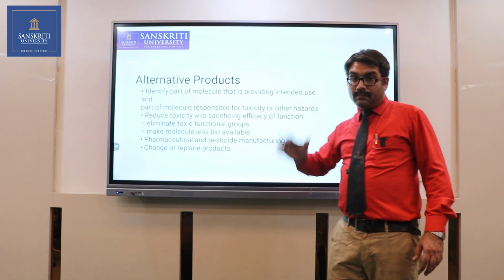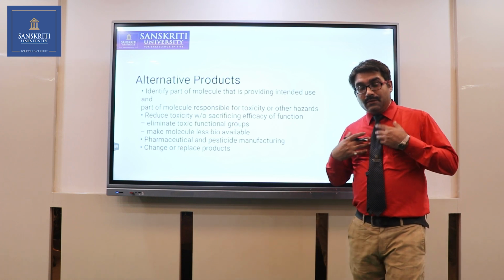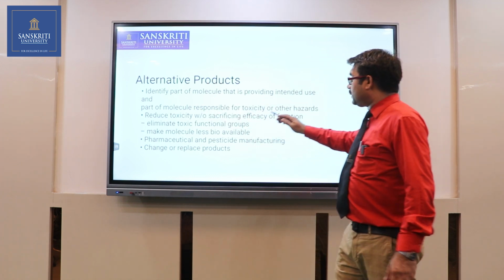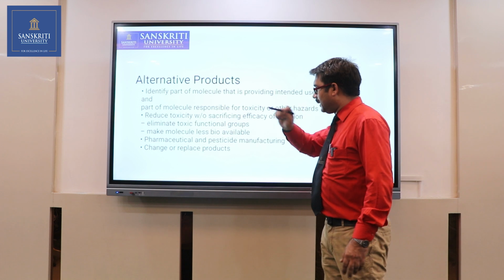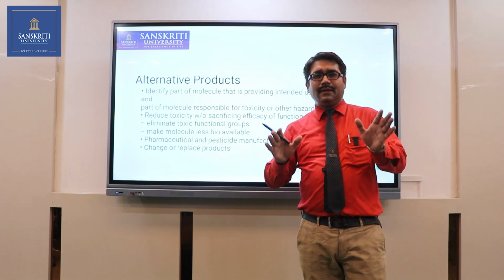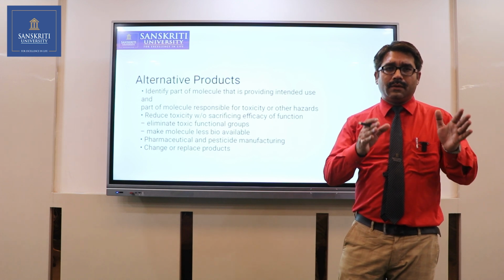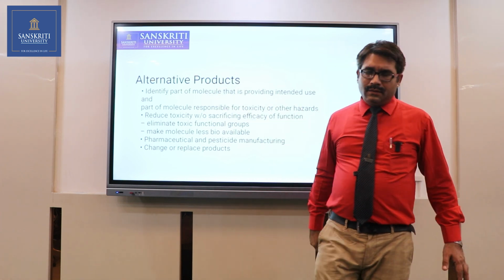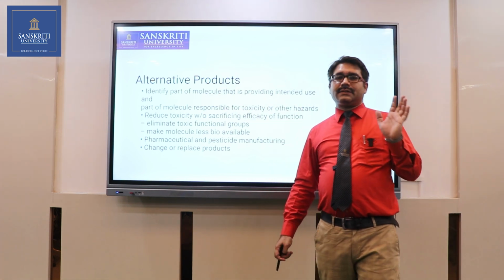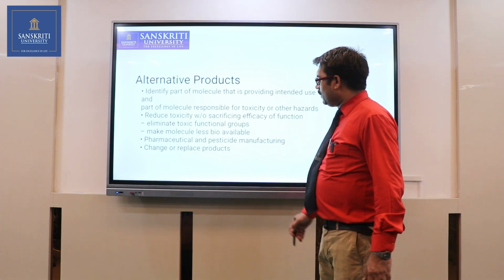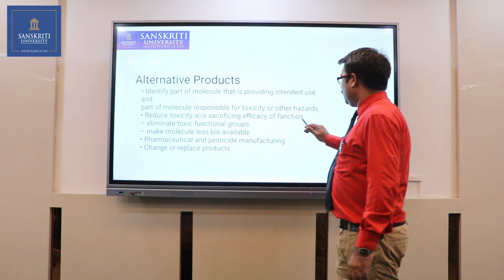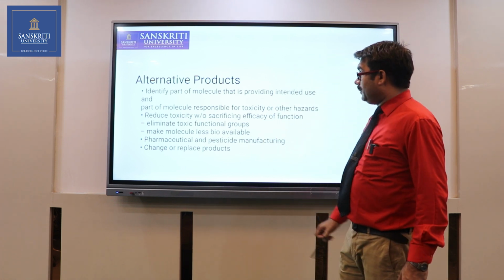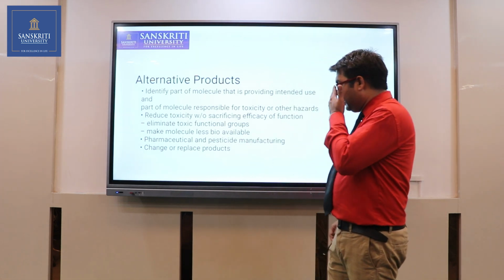Alternative products. As an individual, we identify the part of the molecule that is providing the intended use and the part of the molecule responsible for toxicity or other hazards. So in a chemical reaction, we look into the toxic and hazardous part, and we can replace it with other chemicals that are less toxic or even environment friendly. Reduce toxicity without sacrificing efficacy of function, eliminate toxic functional groups, make molecules less bioavailable, as in pharmaceutical and pesticide manufacturing.